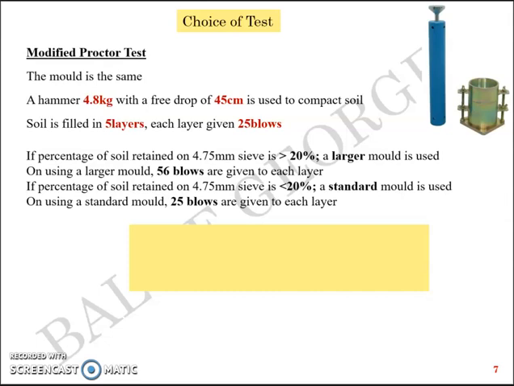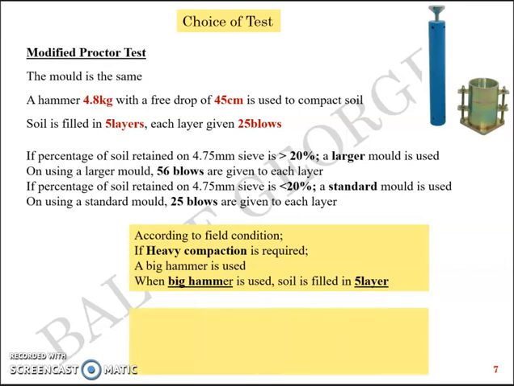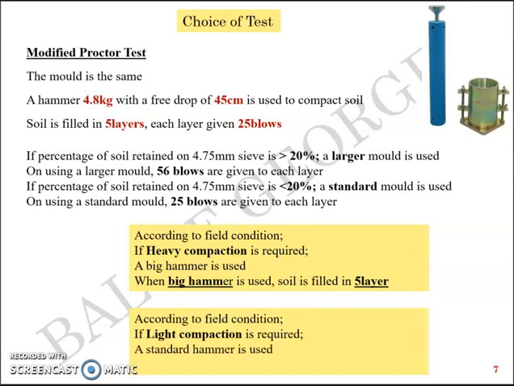Right, so that was about the choice of a number of blows in the laboratory. But when it comes to the field condition, you can have two things. If you want to have a heavy compaction, you need to have a big hammer in the laboratory. And when a big hammer is used, the soil should be filled in 5 layers, right? Likewise, if the field condition demands just a light compaction, you just have to use the standard hammer. And if a standard hammer is used, you just have to fill the soil in 3 layers.